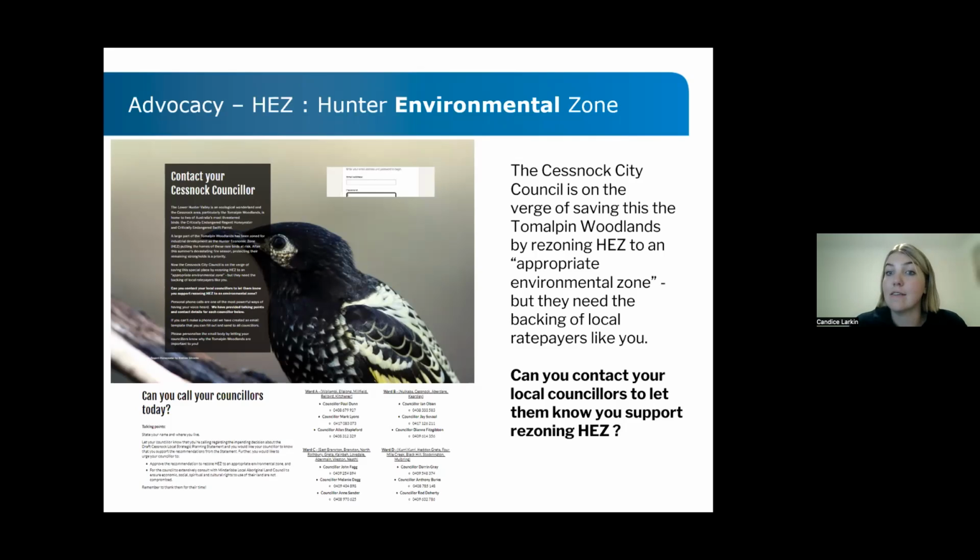And the Cessnock City Council is on the verge of saying, you know what, you can have it as an environmental zone, but they need taxpayers to say, that's what we want for this woodland. We don't want it pushed down. We don't want it developed. We want this to stay an environmental area. And again, it's very similar to the Swifties page. There's a link here where you can contact a councillor and say, we really don't want this land developed. And so much of what we do relies on everybody to advocate for it. Otherwise, it's just the same 6 people harassing the Cessnock City Council every week.